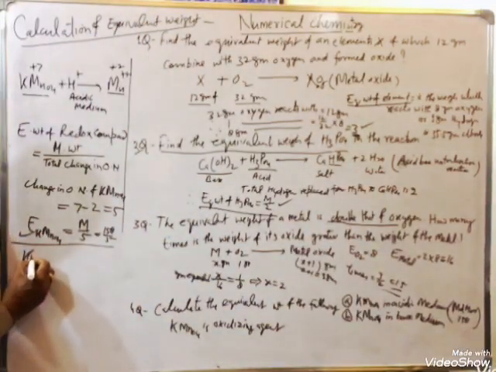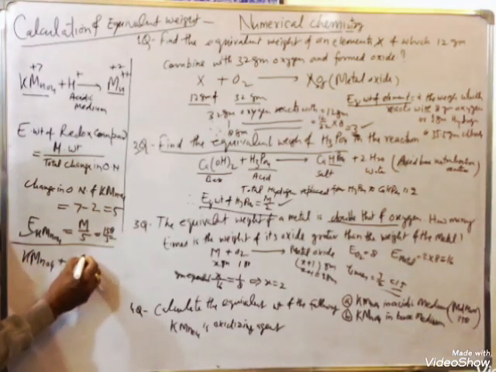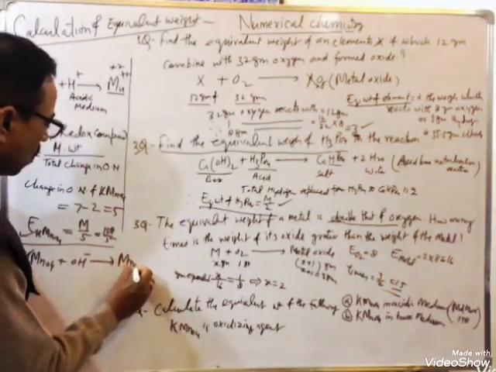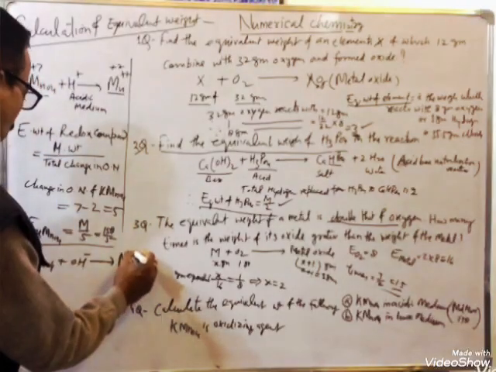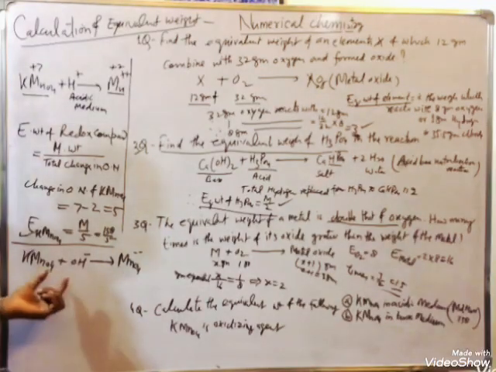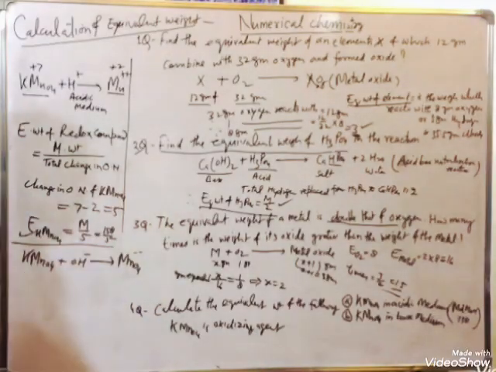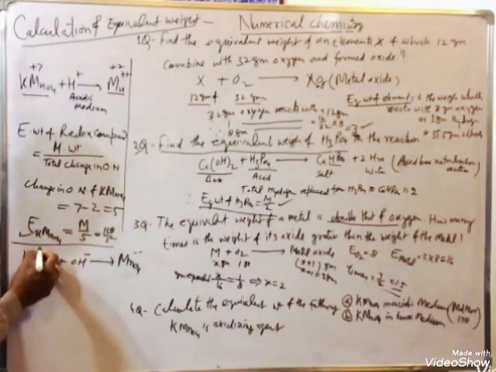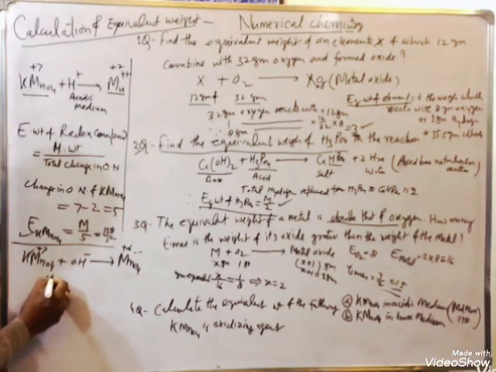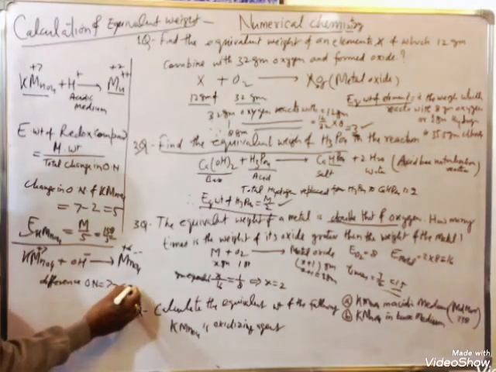Then KMnO4 in presence of basic medium, that is hydroxyl ion, converts into MnO4 2-. This is the reaction: K2MnO4. So here you see the oxidation number of Mn in KMnO4 is +7, here +6. So the difference in oxidation number is 7 minus 6 equal to 1.